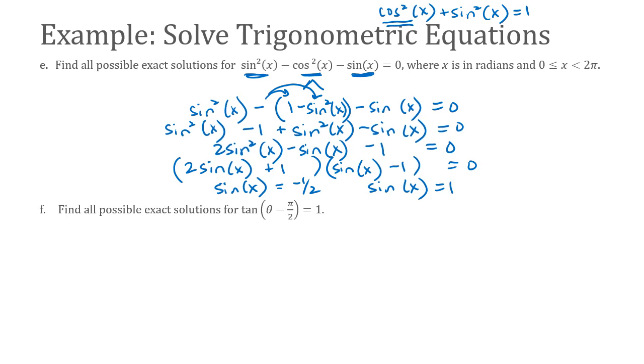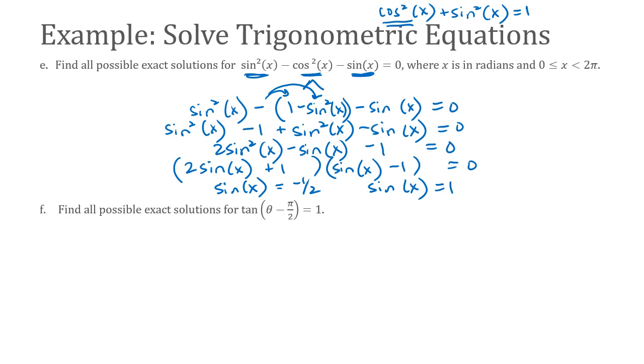So I'm asking myself, what angle measure for the first one produces a sine of -1/2? And if you've got your unit circle memorized, you know that the answer to that is 7 pi over 6 and 11 pi over 6. And then for the sine of x equals 1, the only angle measure where the sine of an angle equals 1 is up at pi over 2.